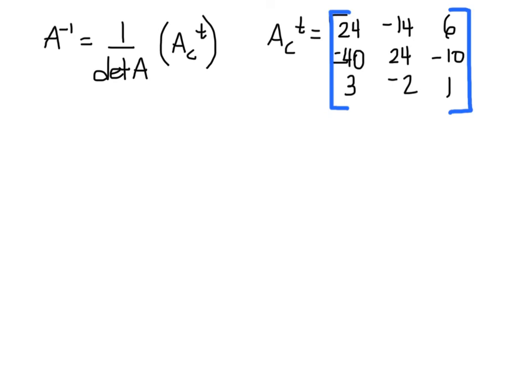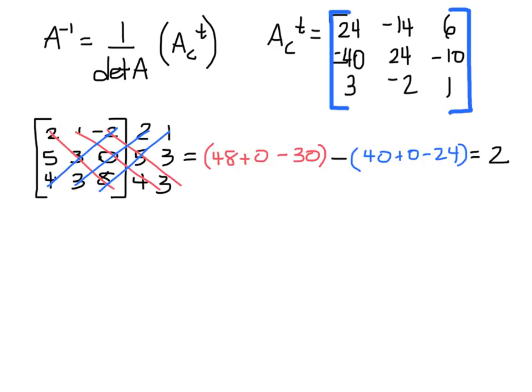Don't forget, we're finding the determinant of A, not of A cofactor transposed. So finding the determinant of A, don't forget, you multiply your red diagonals, add them together. You multiply your blue diagonals, add them together, and take red, subtract blue, and you get a determinant of 2. So I'm going to do 1 over the determinant. So the inverse is 1/2 times that A sub C transpose.